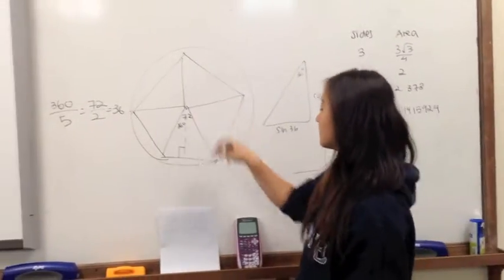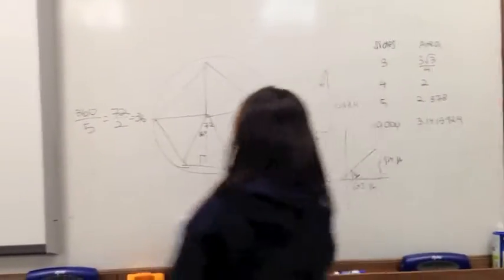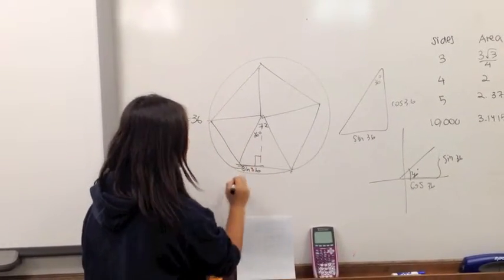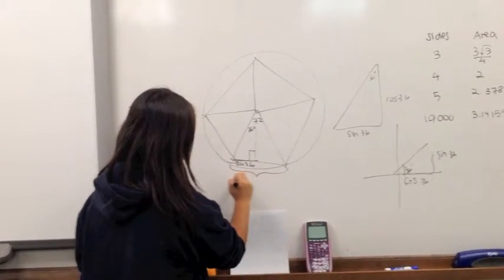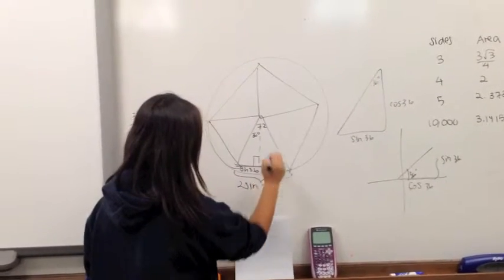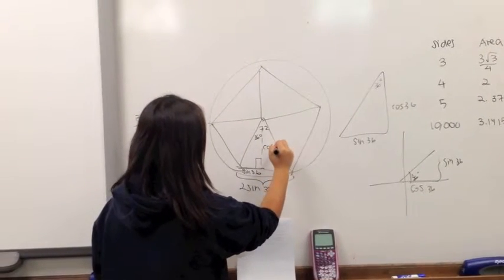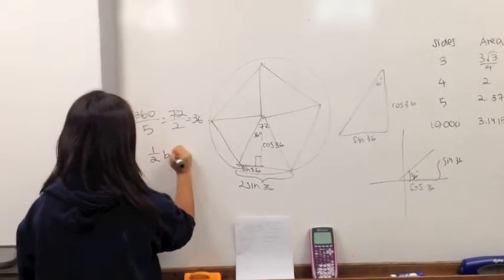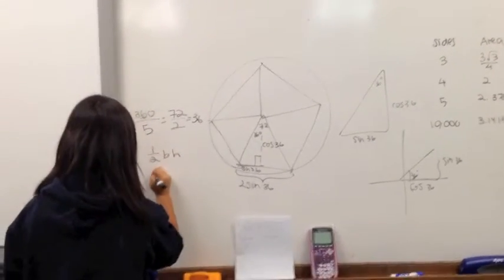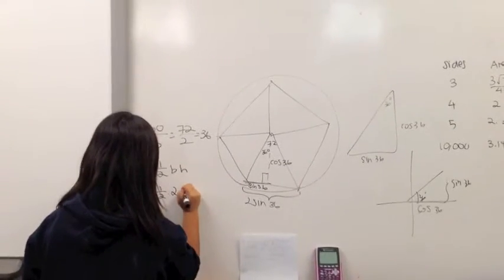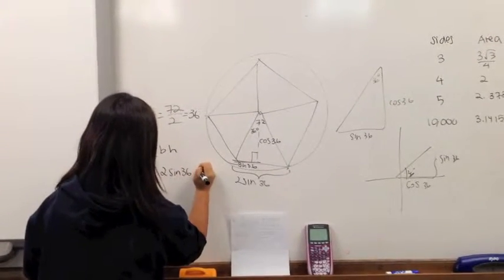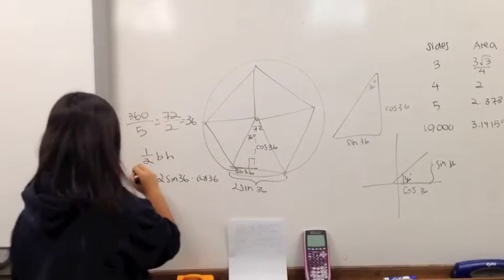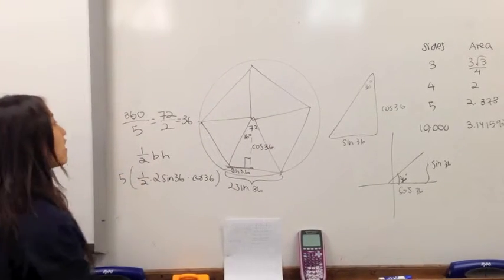To find the area of this small triangle, the base is sine 36 times 2 because that's just half. So the whole thing is 2 times sine 36. And then the height is cosine of 36. So the triangle's area is half base times height, which makes this 1/2 times 2 sine 36 times cosine of 36. And because there are 5 triangles here, we'll multiply it by 5.